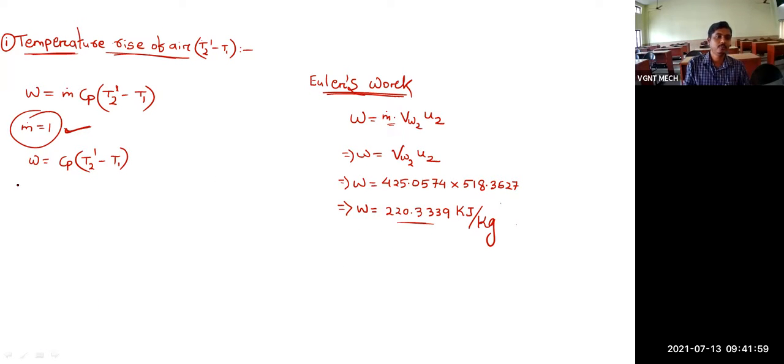So now this value we will put here. Actually, if you multiply this 425 point this much and this much, you will get 220.3339 joules per kg. But this work done we require in kilojoules. So that's why we have to divide it by 1000. So we will get this value. So work done we will put over here.